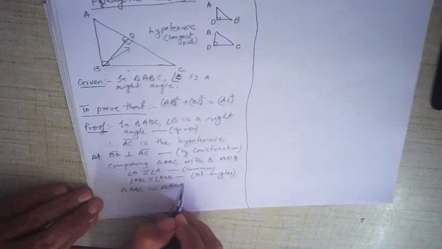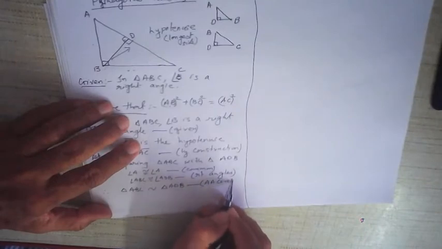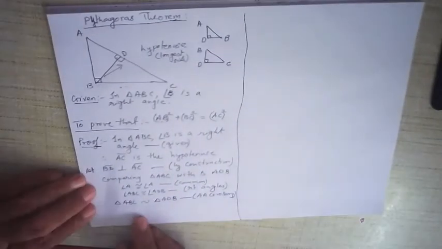Why? What reason can we give? We can write AA corollary. If only two angles are congruent, then the third angle is congruent, and the triangles are similar. So now here I have got AA corollary, triangles are similar.